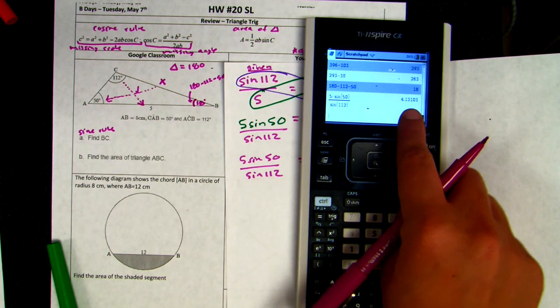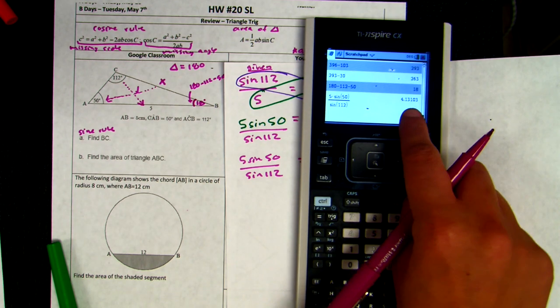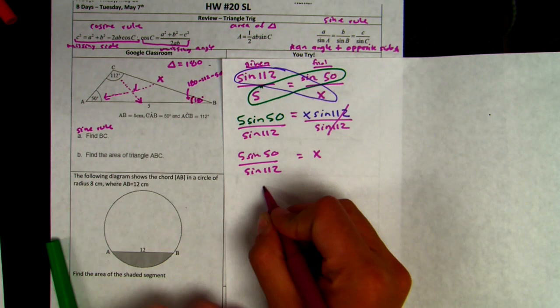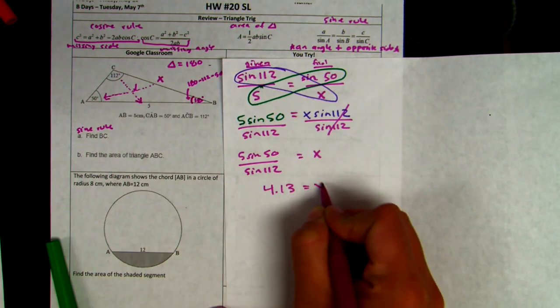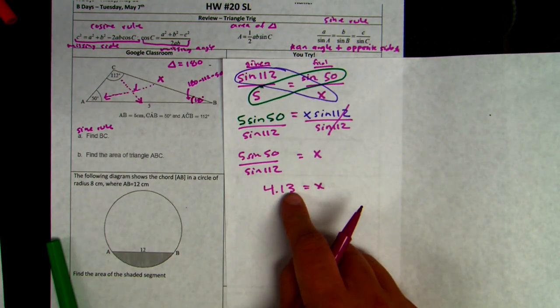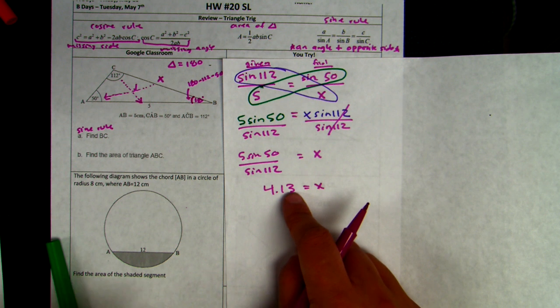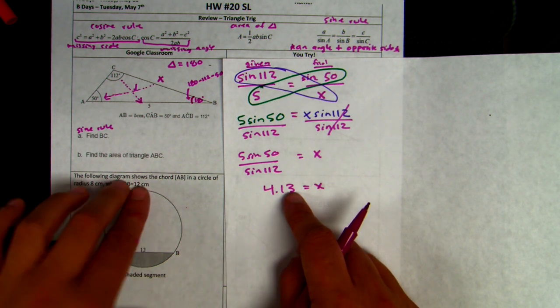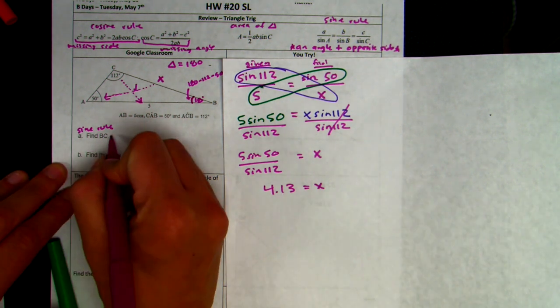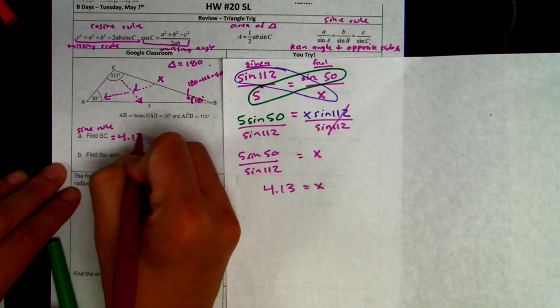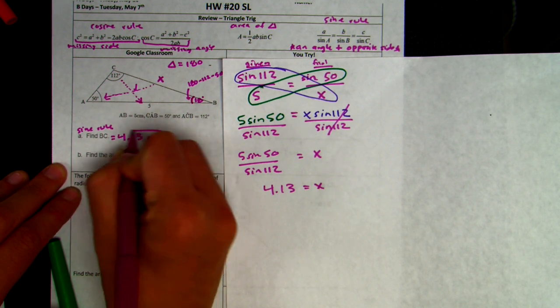That gives me 4.13103. I'm going to round that to 4.13, which is equal to x. Okay, now that is information that I want to add back into my diagram because it's probably going to be helpful for me. So BC is equal to 4.13 centimeters.